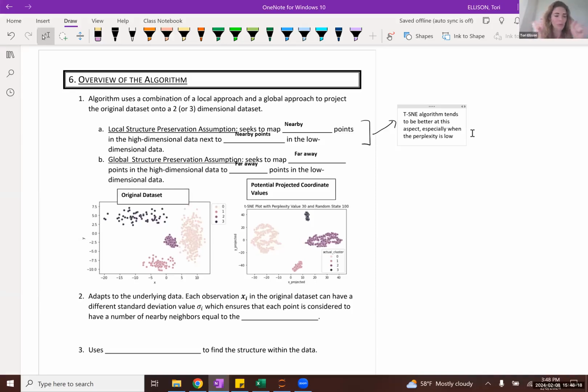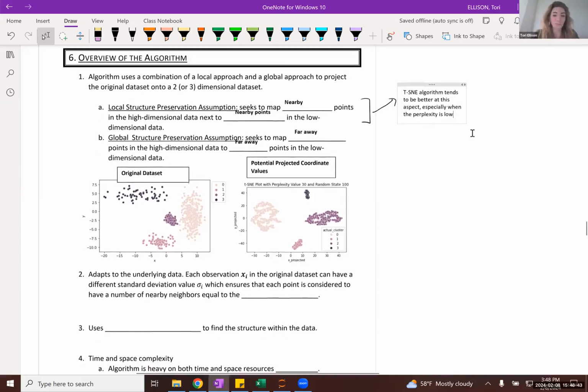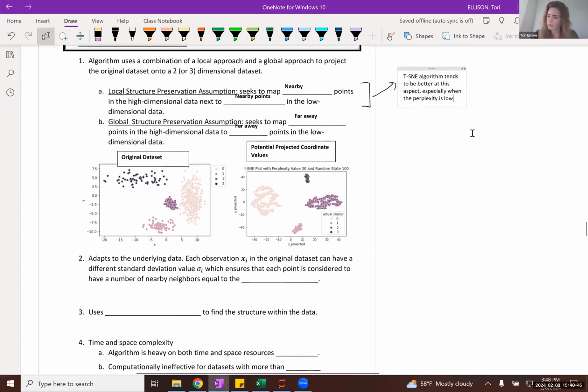They probably won't be the closest points, if you will. If they're not considered to be neighbors, they probably won't be the closest points. But it is possible that you might have these 2 points that are very far away, that are not neighbors, but the TSNE algorithm, because it's not focusing on preserving the far away distance as much, might actually put them somewhat close to each other, especially if your perplexity values are less. We'll look at some examples of that in just a second. But any questions on that?